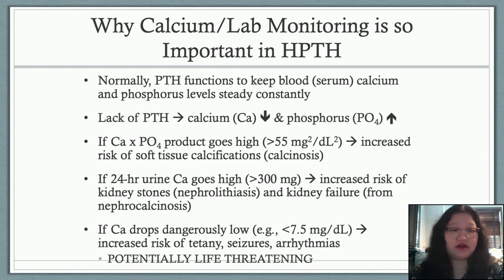Now, that leads to talking about the urine, which we'll discuss much later today, that if the 24-hour urine calcium goes high, like more than 300 milligrams, then you're going to be at an increased risk of forming kidney stones, nephrolithiasis, and the kidney failure from nephrocalcinosis. And if the calcium drops dangerously low, and that's usually anywhere around like less than 7.5 or so corrected calcium, that will increase the risk of tetany, seizures, and arrhythmias, and can be potentially life-threatening.